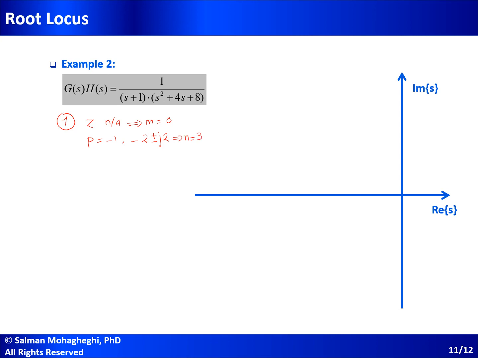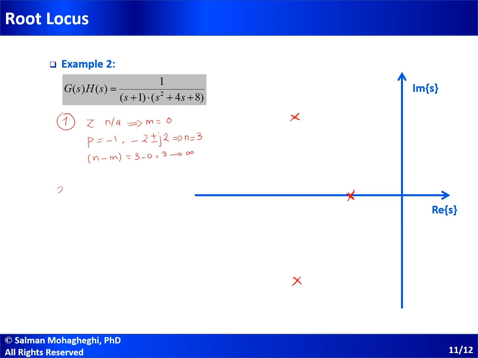Next, I have to identify how many branches will go to infinity along the asymptotes. The number of branches that will go to infinity is equal to the difference between the number of poles and zeros of the loop gain, which in this case is 3 minus 0, which is 3. So 3 branches will go to infinity. That's step 1, and of course I need to mark the poles. So let's say this is -1, this is -2 plus j2, and this is -2 minus j2.